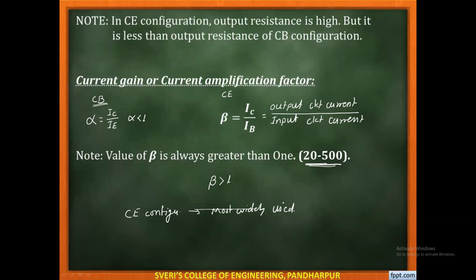Get it, my point? So this is the reason, because alpha is always less than 1, and here I say that beta is always greater than 1. Get it my point? And now these are the two things I say, the common base configuration and the common emitter configuration. But now the next part is the common collector configuration. It is never used in the amplification circuit, because it is expected that for an amplifier circuit, now I will give the one reason.